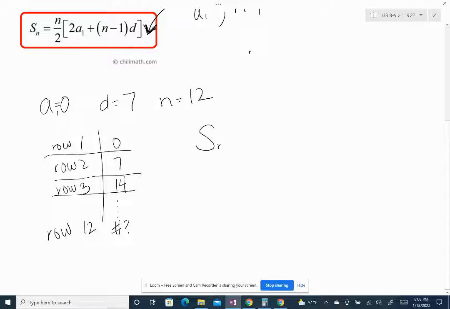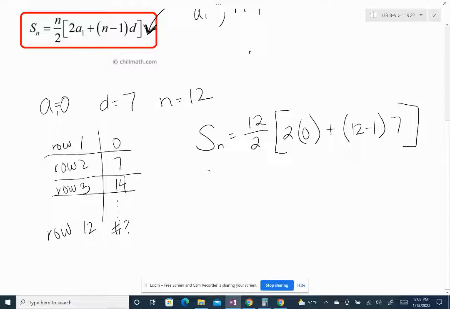But with this formula up here, we can solve for all those rows being added up. So let's take a look. S of n is n over 2. We know our n is 12, so we need 12 divided by 2. Do a bracket: 2 times our A1, which is 0, plus n minus 1, so that's 12 minus 1, times our d, which is 7, and close the bracket.